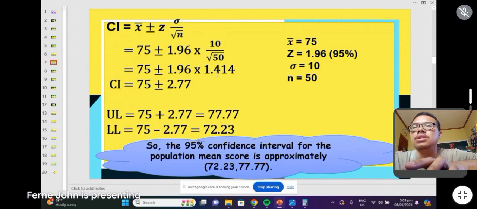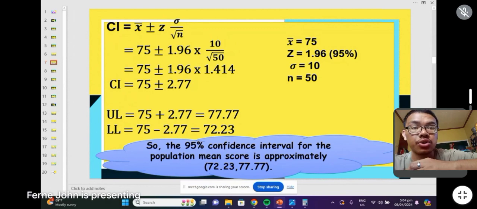10 divided by 7.071, the answer is 1.414. After finding the answer, we will multiply it by 1.96. 1.96 times 1.414, the answer is 2.77. So we already found the confidence interval of the problem, which is 75 plus minus 2.77.